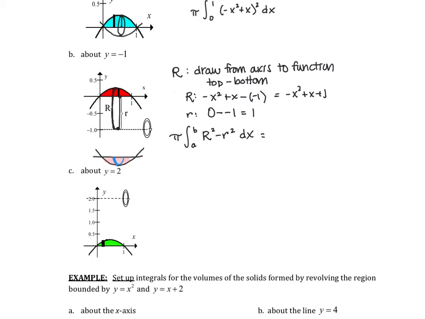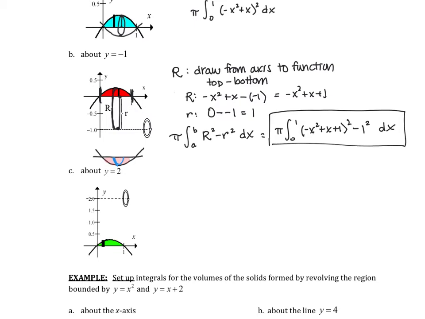So substituting in here, we're going to get the integral from 0 to 1. I chose these bounds because my original function has a domain from 0 to 1. The shaded region that I am finding the volume of goes from 0 to 1. And capital R squared will be negative x squared plus x plus 1 squared, minus little r, which is 1 squared, and this is with respect to x. So this would be the volume of this shape rotated around.